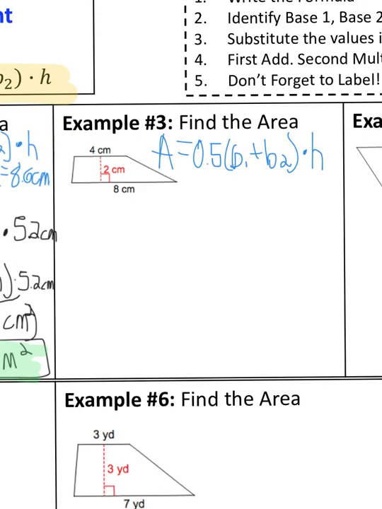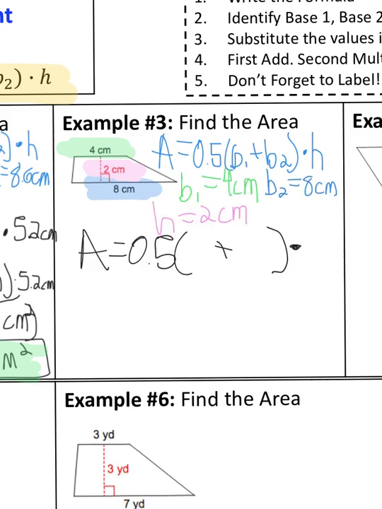Alright, so let's look at example 3. Step 1 is to write down the formula. So it's area equals 0.5 times base 1 plus base 2 times our height. And then step 2, we need to identify base 1, which is 4 centimeters. Base 2 is going to be 8 centimeters. And our height is going to be 2 centimeters. Step 3 is to substitute those given values into the formula. So we have 0.5 times base 1, which is 4 centimeters, plus base 2, which is 8 centimeters, times our height, which is 2 centimeters.